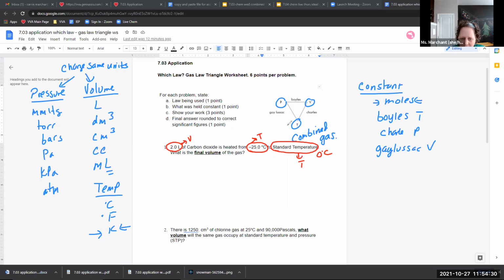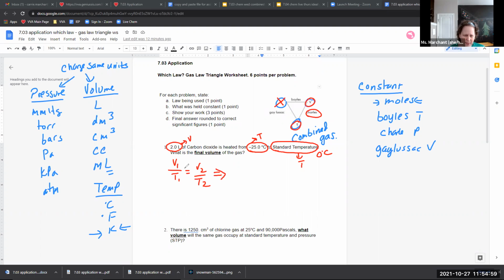All right, so when I look on my triangle, what did I not talk about? I didn't talk about pressure. So in number one, pressure is going to be constant. I'm only dealing with volume and temperature. So it's Charles's law. What's the formula? V1 over T1 equals V2 over T2. So if you memorize the triangle, then you have that for the SOL. The V is over the T. That's how you can remember the equation.